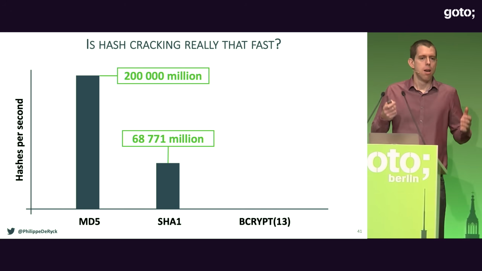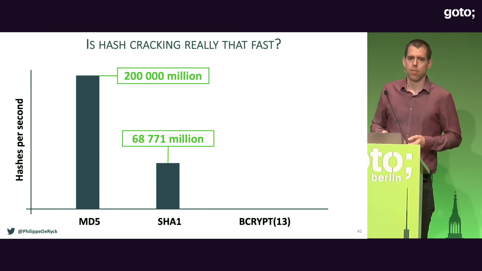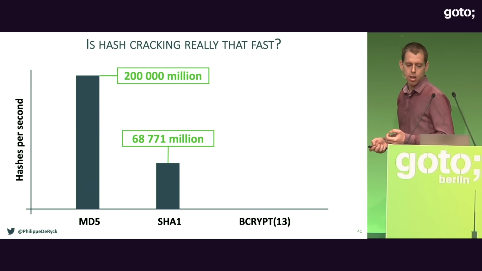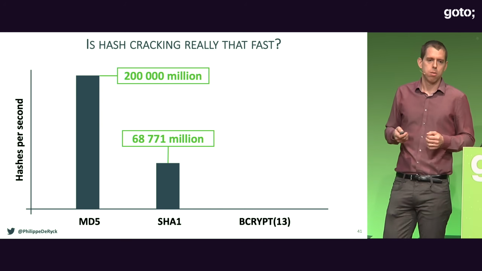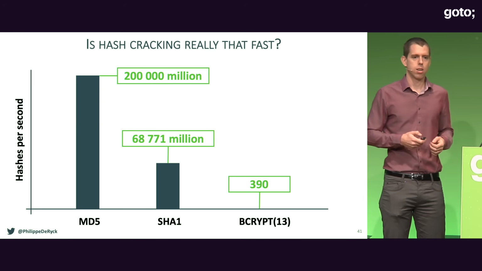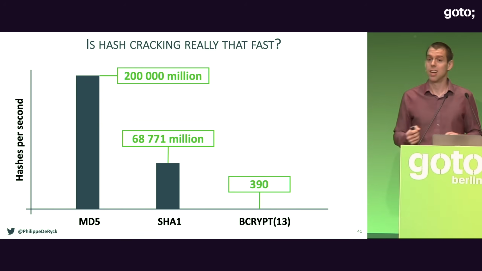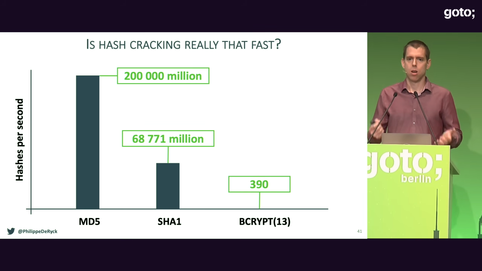But today we have these password hashing functions like bcrypt. And the best practice today is bcrypt 13. And the machine that we saw before can do 390 hashes per second. That's not a typo, 390. That's how you store passwords.